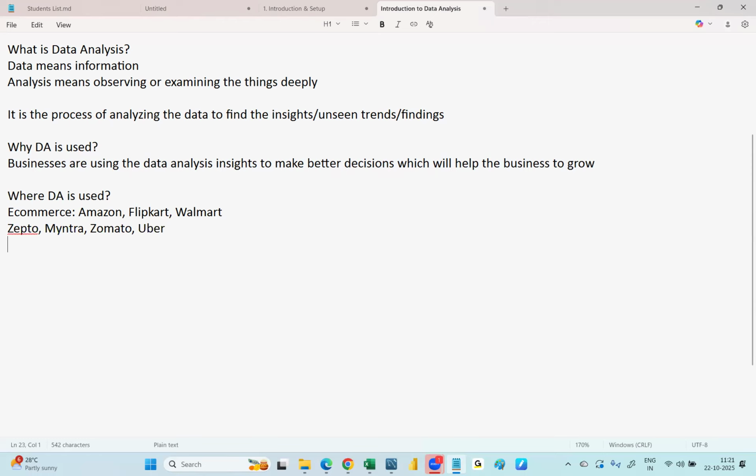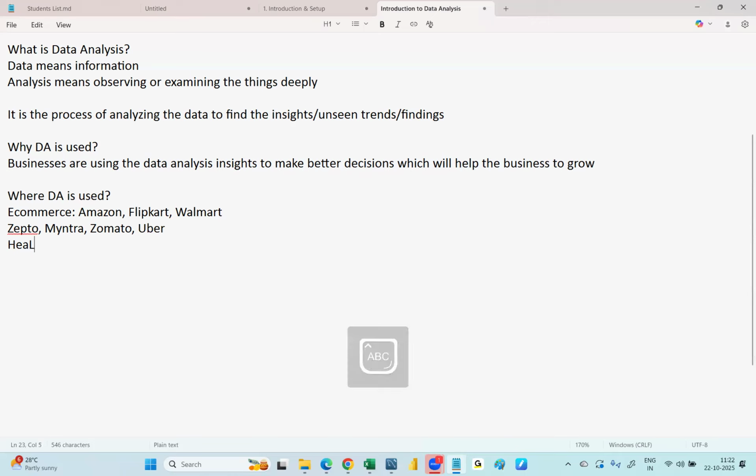Even online ticket booking systems. I think you know BookMyShow. BookMyShow is a famous one to book movie tickets or any other entertainment related tickets. Bus tickets you can do separately. So bus tickets or any other ticket booking apps can also use data analysis.